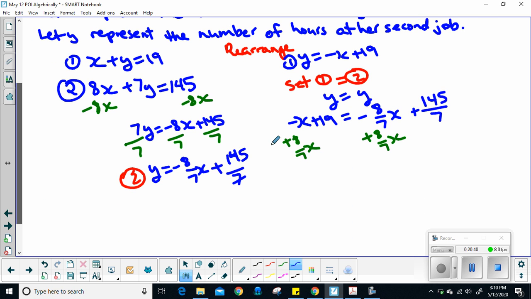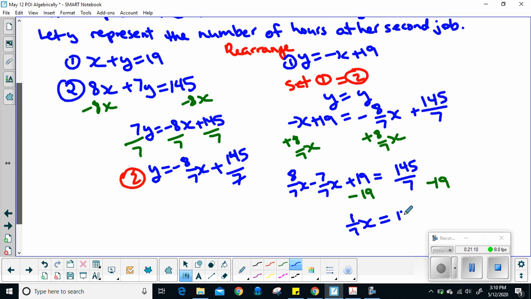So that leaves me with 8 over 7x minus 7 over 7x. I'm just going to turn it into a common denominator there. Plus 19 equals 145 over 7. If I combine these guys together, then that'll make my life easy. And we just got to move our 19, so minus 19 to both sides. So that leaves me with 8 minus 7. Oh, that just gives me 1 over 7x equals 145 over 7 minus, let's see, 133 over 7.